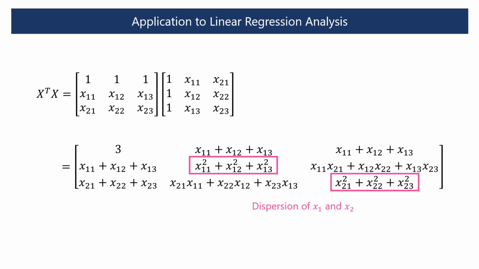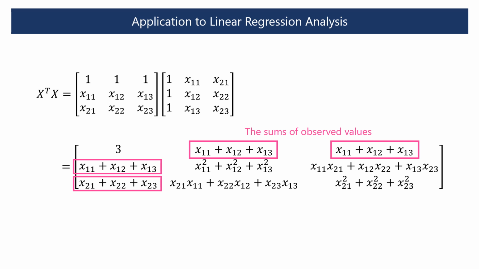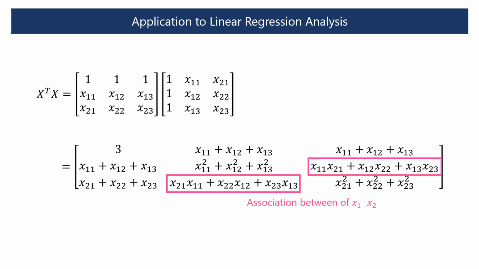The other two diagonal elements of this matrix represent the sum of the squares of the observed values of x1 and x2, respectively. These values reflect the dispersion of each variable. Among the non-diagonal elements, these represent the sum of the observed values. And these two values indicate the association between variables x1 and x2. The value of these elements tend to be larger when the association between the two variables is strong.